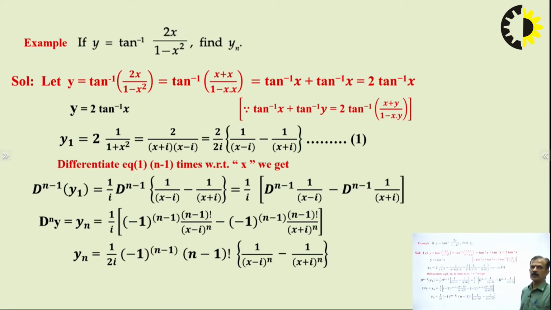Now we will discuss one more example, one more question for finding the nth derivative. In this question, we have the function y equal to tan inverse 2x upon 1 minus x square, and we have to find the value of the nth derivative. So first of all, we arrange the given function y equal to tan inverse 2x upon 1 minus x square.